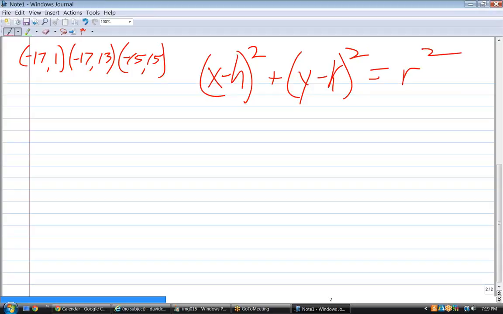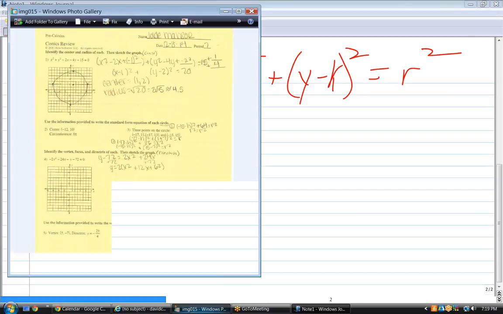So, how many variables do we have there? Three. If I plug in a point for x and y, I will have 3 variables. If I do that 3 times, I will have 3 equations and 3 variables. If you have the same number of equations as variables, you can solve it. Oh, okay. That's the only way I can see how to do this.